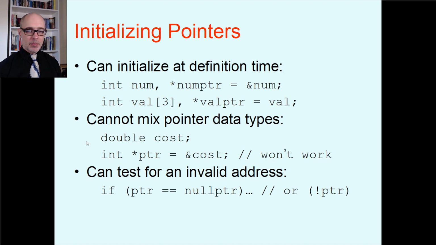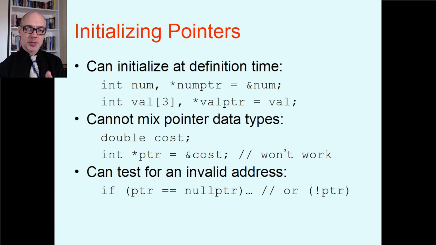You cannot mix pointer data types. For example, if I have a double variable called cost, I can certainly get the address of where cost is, and really that's just a number, with ampersand cost. But if I try to assign that into an integer pointer, cost is a double. This integer PTR is for storing the addresses of integer type stuff. That will not work. C++ will not allow that to compile.